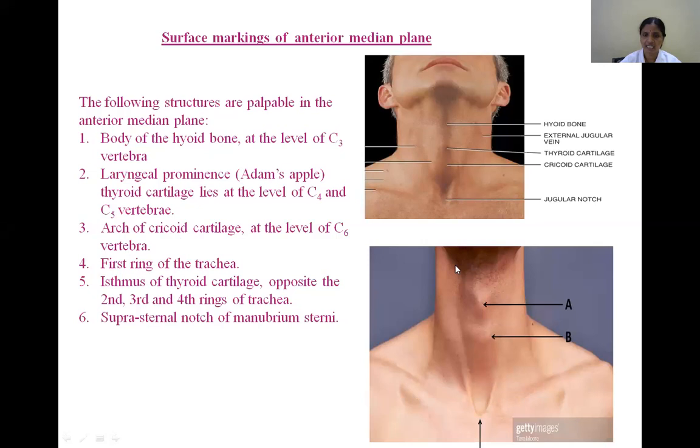Okay, so here is the arch of the cricoid cartilage. See, this is the anterior arch of the cricoid cartilage. Between the thyroid and cricoid, there is a membrane, the cricothyroid membrane. And what kind of membrane? It is an elastic membrane. Okay, and it is strong in the midline, where it is known as the conus elasticus.